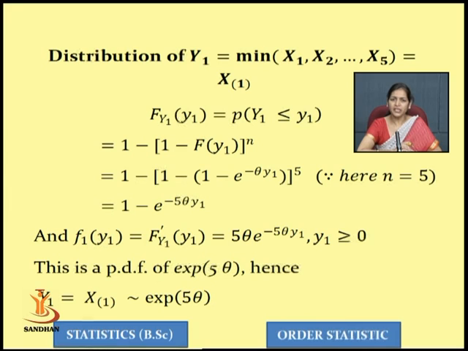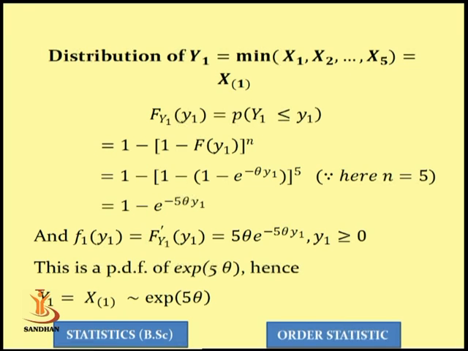So differentiating that distribution function, you will get the PDF 5 theta e raised to minus 5 theta y1. And here you can note that the PDF of the minimum is again in the form of an exponential distribution but with the parameter 5 theta.